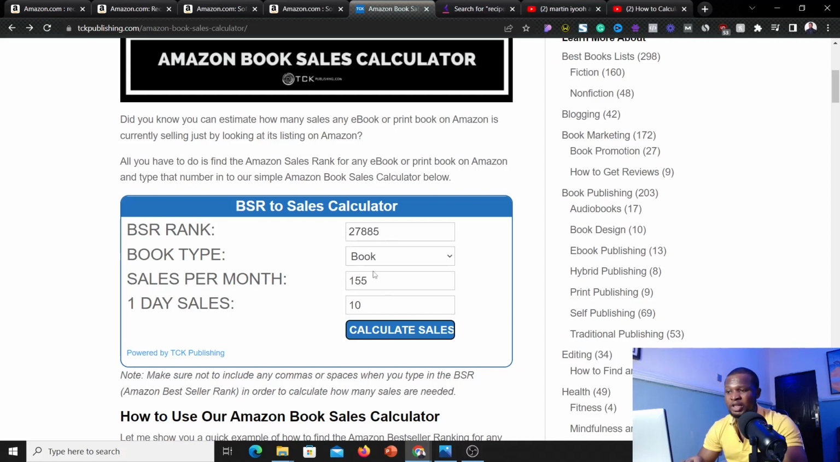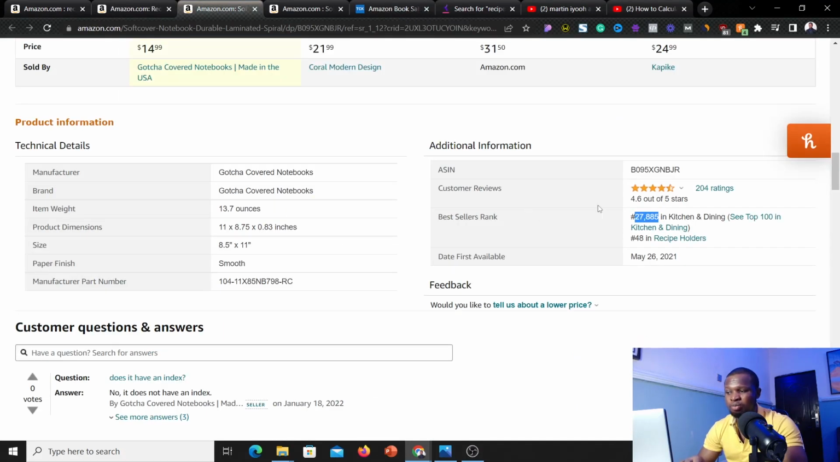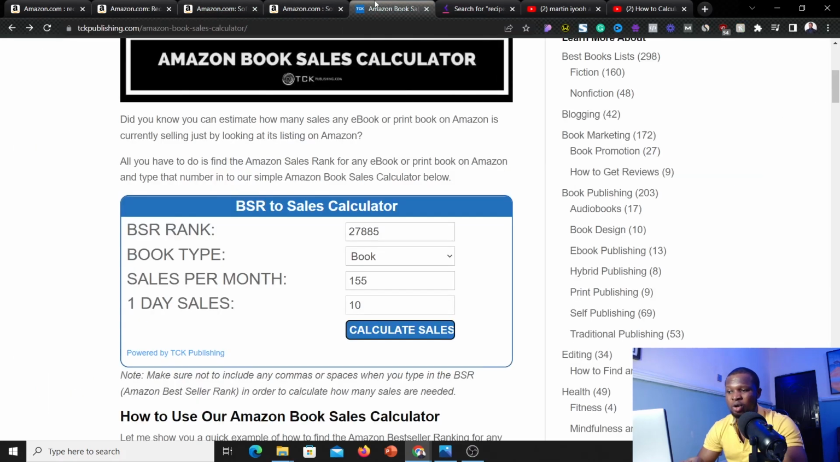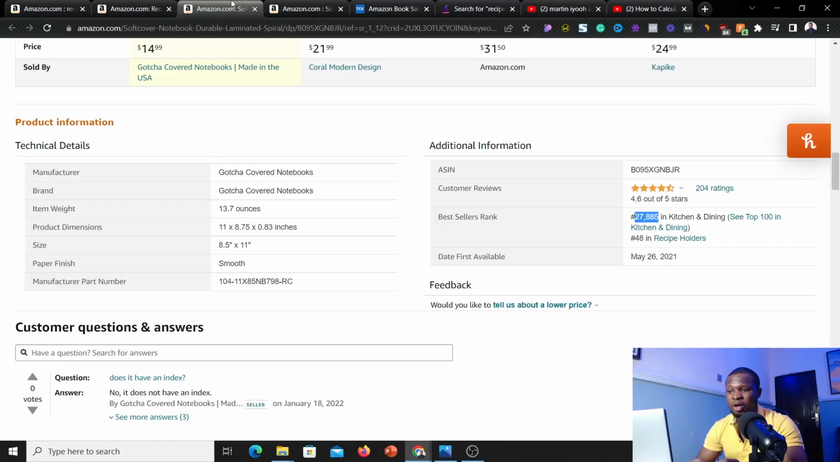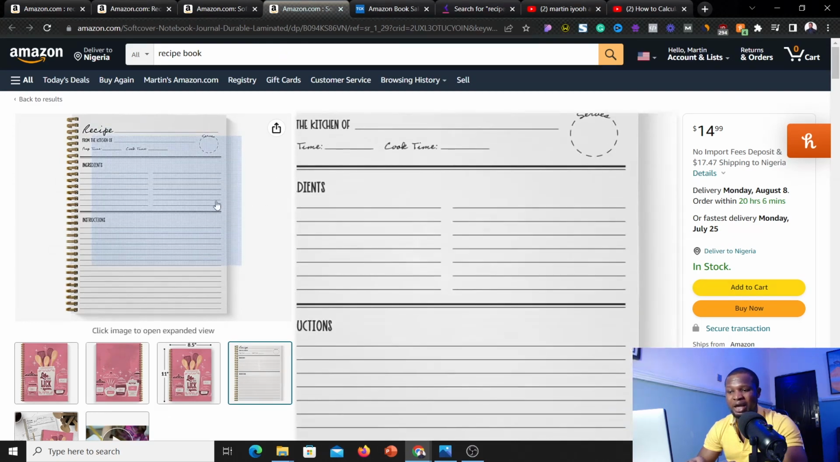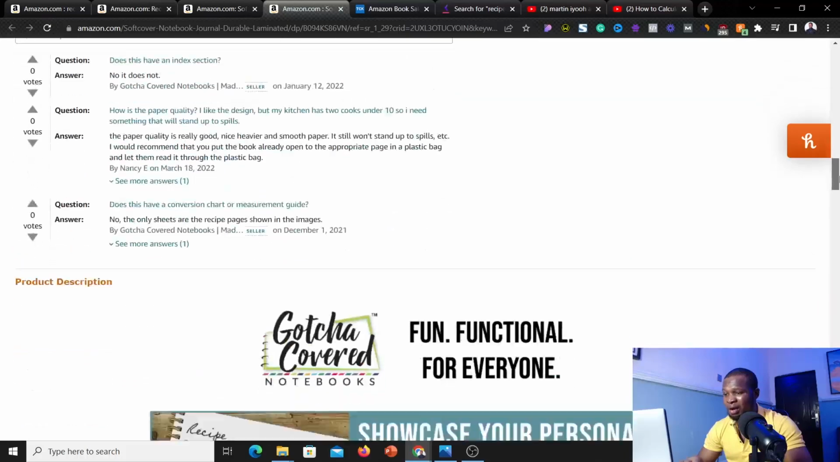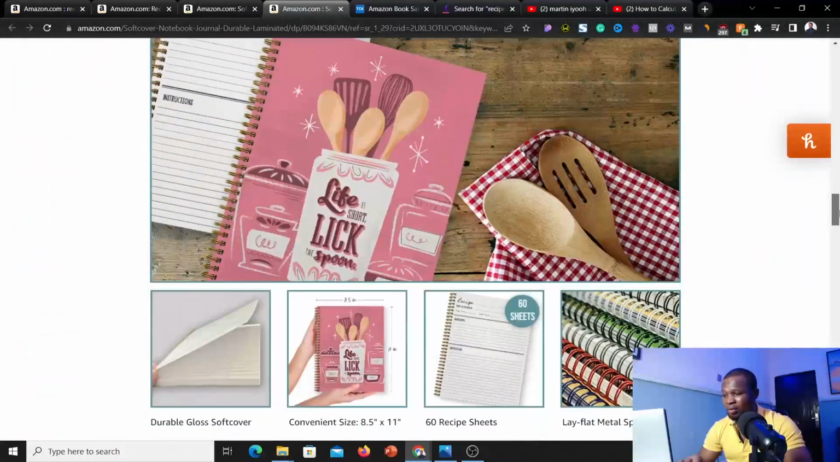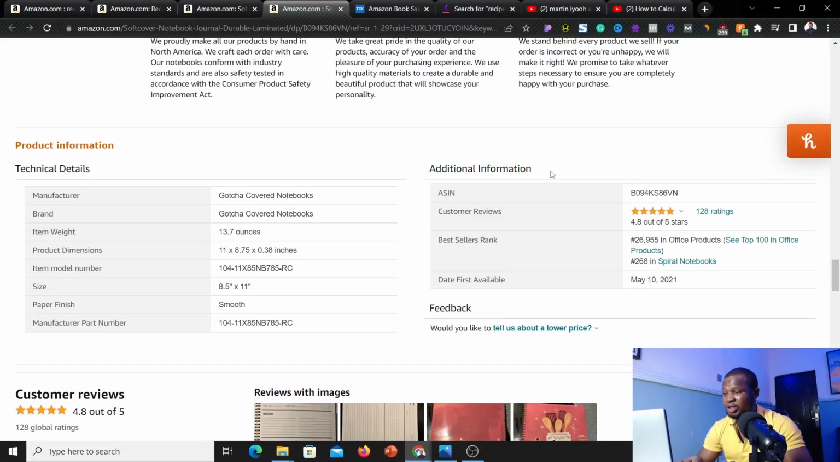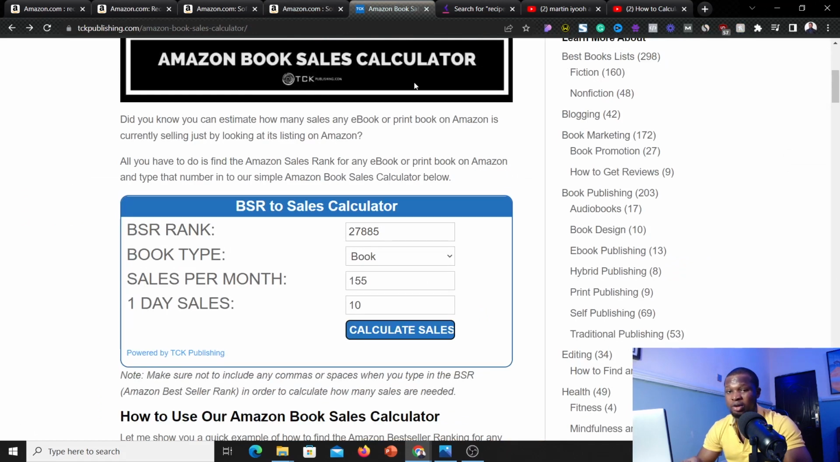Now if this person had published only this book, this is the only thing he would be making from this sale, because he went ahead and published the same type of interior using a different cover. Now we'll see how much this one is selling. Here is the additional information, and this is the bestseller rank of this particular one. So we will copy it again and go back to this Amazon book sale calculator that will help us determine how many sales this book is making, put the bestseller rank here, and click on calculate sales.